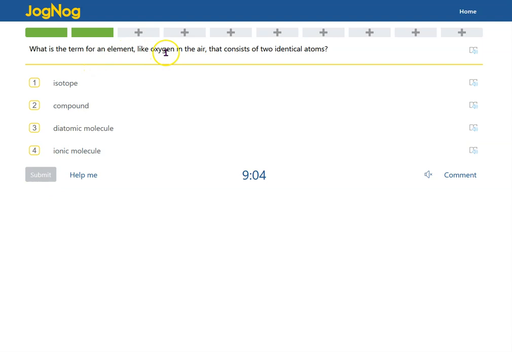What is the term for an element like oxygen in the air that consists of two identical atoms? This is one we went over before, but di typically means two in Greek or Latin, so it's a diatomic molecule.